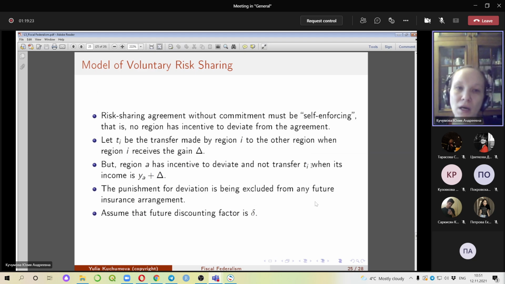But for a risk sharing arrangement to be an equilibrium of the model, it should be self-enforcing, that is, no region has an incentive to deviate from the agreement.